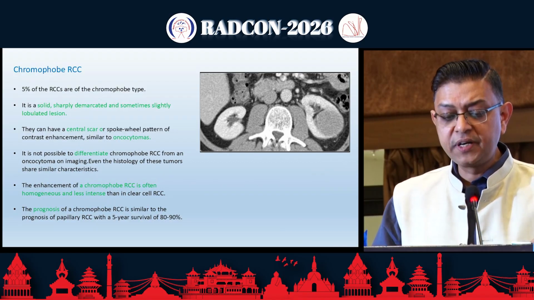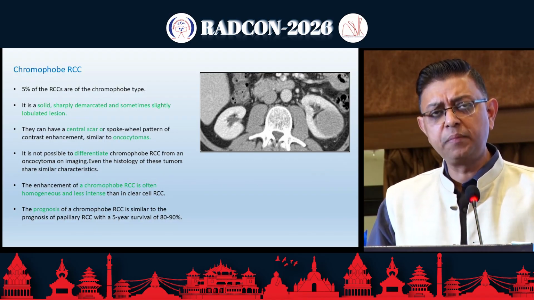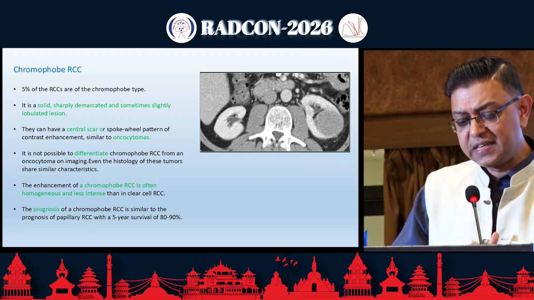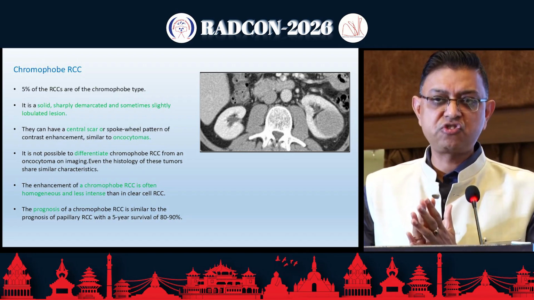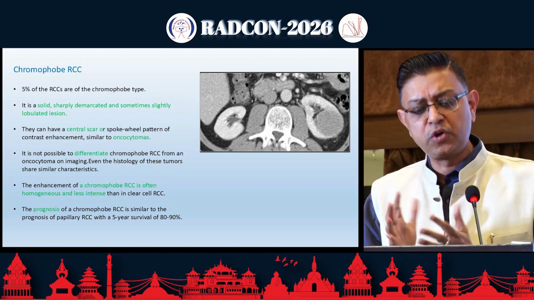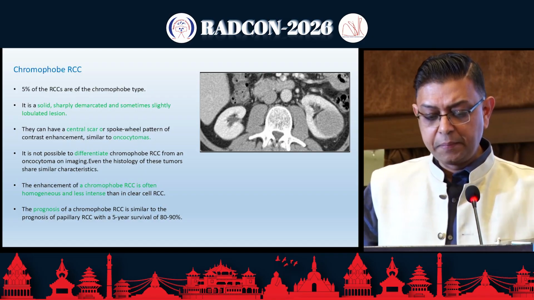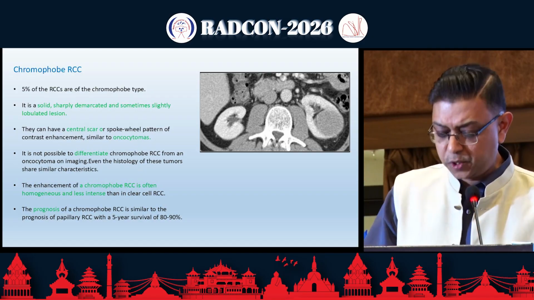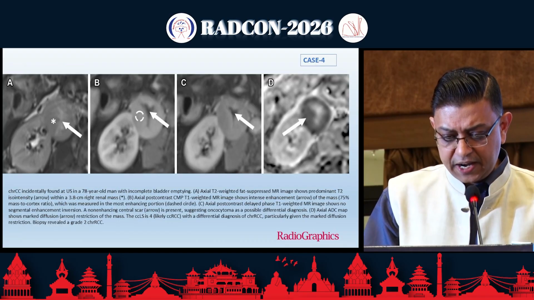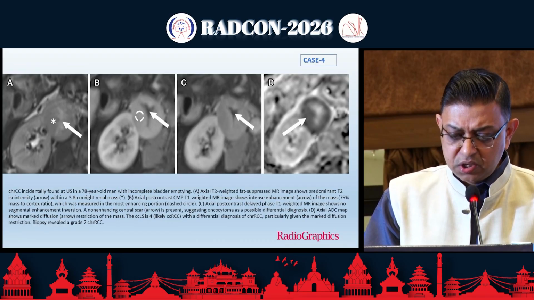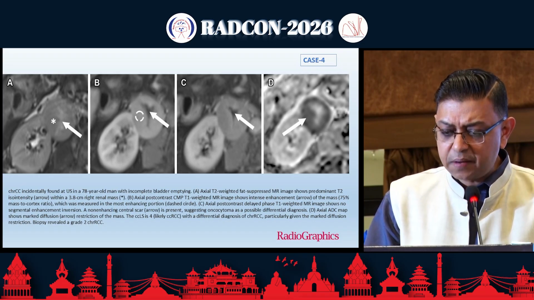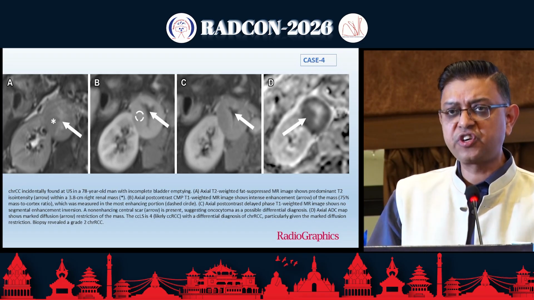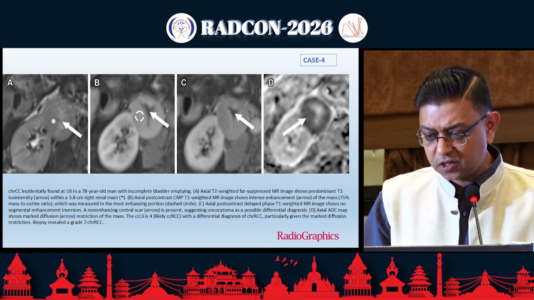The third most common type, which is not really common, 5% of the whole lot, is the chromophobe cell type, which is intermediate. It shows some amount of contrast enhancement. It shows some amount of diffusion restriction. Remember, these are very close to oncocytomas, the benign entity. So where you have T2 isointensity showing minimal enhancement and some amount of diffusion restriction, you can say that it's a chromophobe.